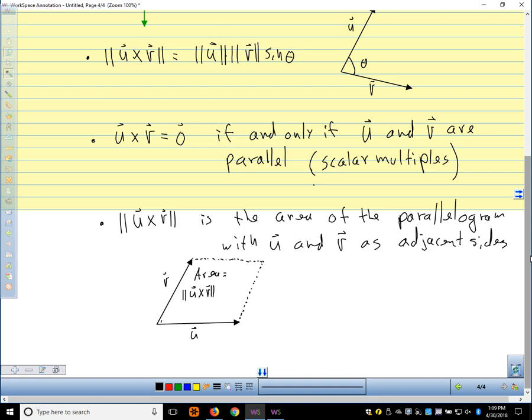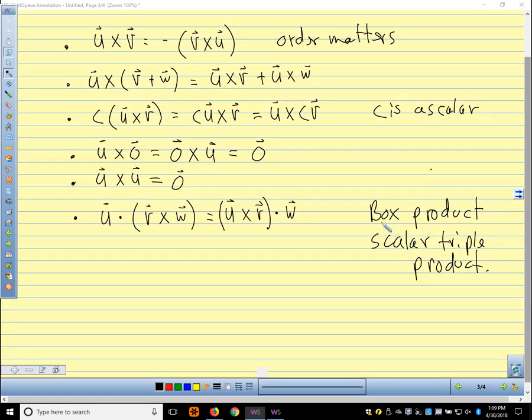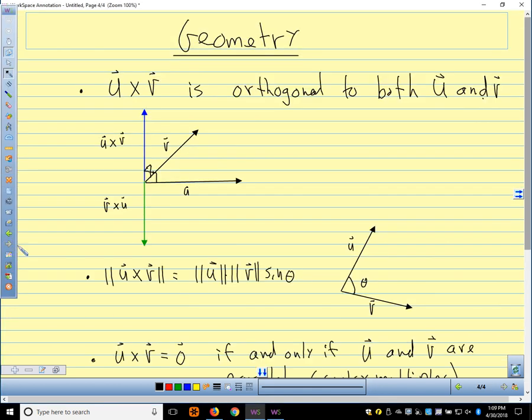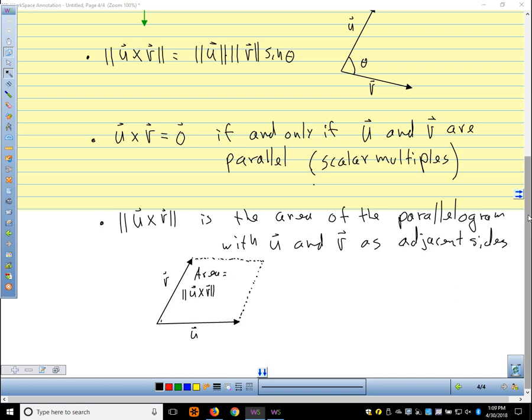And I said we'd go back to talk about that scalar triple product. The reason we call this the box product is that it gives us the volume of the solid with U, V, and W as adjacent sides. So the volume of a box. If we added another vector here coming out of the screen, and we turned this into a box, that scalar triple product, or box product, would give us the volume of that box. So that's why we call it the box product.